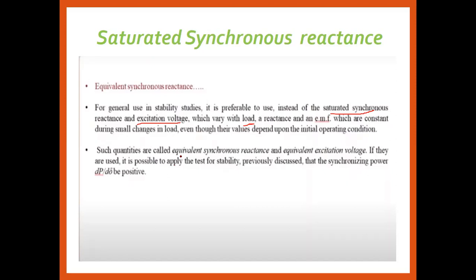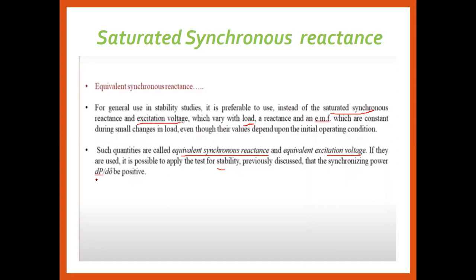Equivalent synchronous reactance and equivalent excitation voltage. If they are used, it is possible to apply the stability condition that the synchronizing power should be ready, but the small change in the power with respect to a small change in the load angle should be positive. Means what? The power we are getting from that two machine system should be positive with respect to the small change in the load.